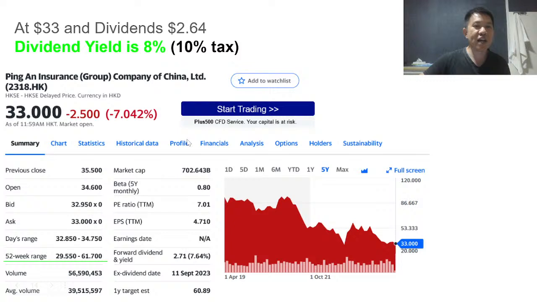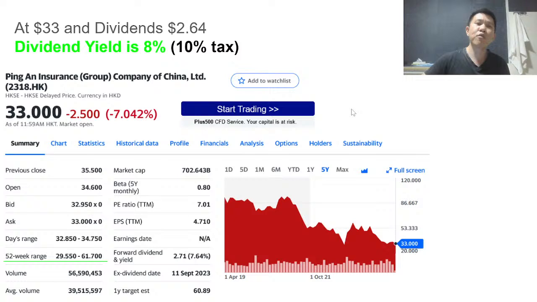So recently I bought some SG REITs already. If I know Ping An will crash, I will buy the REITs and store my firepower to buy Ping An more, because with Ping An, I feel the yield is higher, and plus, I can get capital gains. Yeah, but both are our DCA.